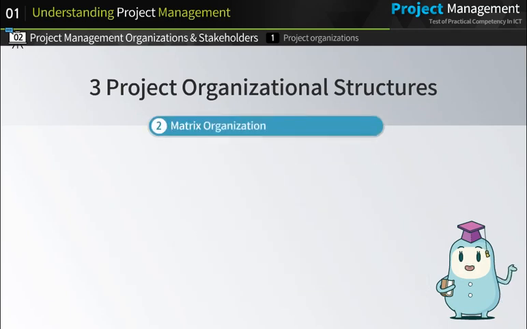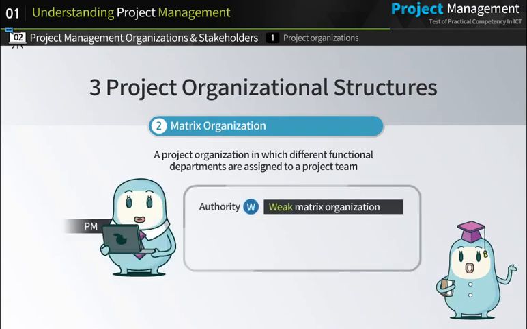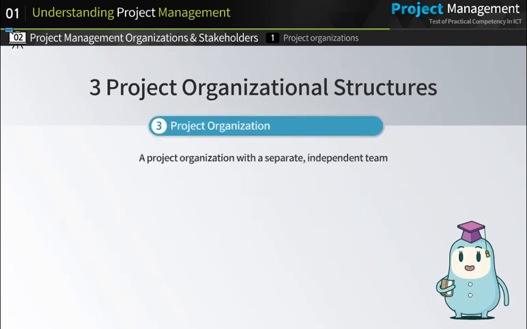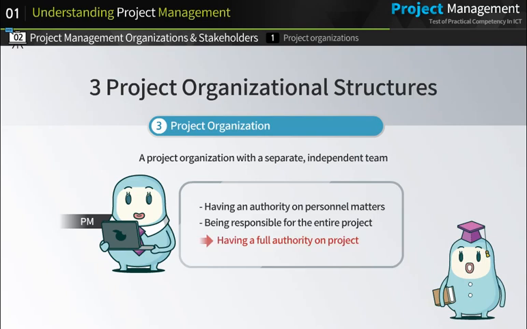Second, matrix organization. It refers to a type of project organization in which employees from different functional departments are assigned to a project team. In a weak matrix organization, a project manager has a weak authority. In a balanced matrix organization, a medium authority, and in a strong matrix organization, a strong authority. Third, project organization with a separate, independent team. A project manager has an authority on personnel matters and a responsibility for the entire project. That is, a project manager has a full authority on project.